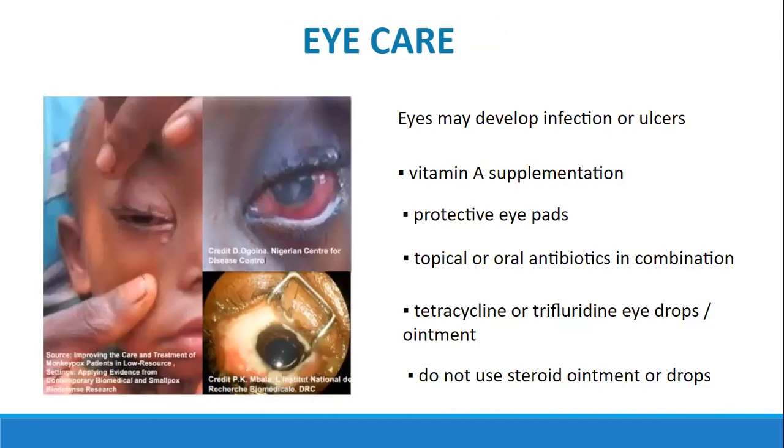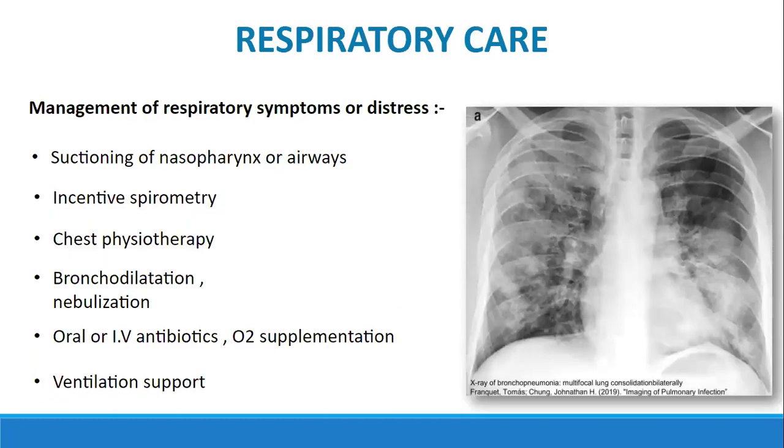Then eye care. Eyes may develop infection or ulcers. So vitamin A supplementation to the children and protective eye pads should be offered to them. Topical or oral antibiotics in combination, tetracycline or trifluridine eye drops or ointment. This is a case of active infection, so we shouldn't use steroid ointments or drops in these cases.